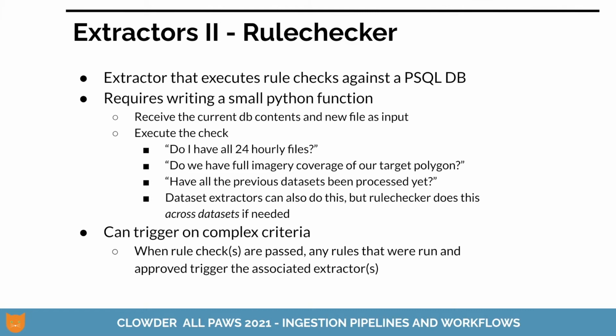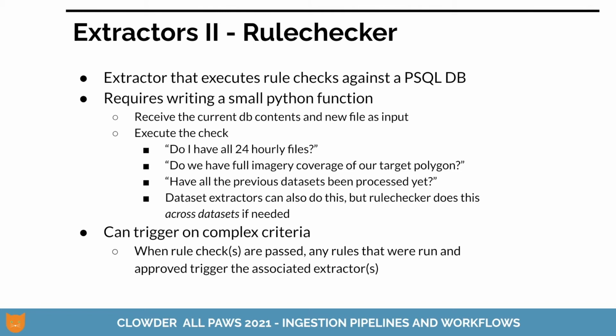So the key here is that it actually executes rule checks against a local Postgres database that it maintains for itself. This simply requires the user to write a small Python function that checks the existing contents of the database and this new input, which could be a new file or a new piece of metadata or something like that. And it executes some check. So you've written a rule. This rule could be: Do I have all 24 hourly files uploaded? Do I have full imagery coverage of our target polygon if I stitch all of our geotiffs together? Have all the previous datasets for today's date been processed?